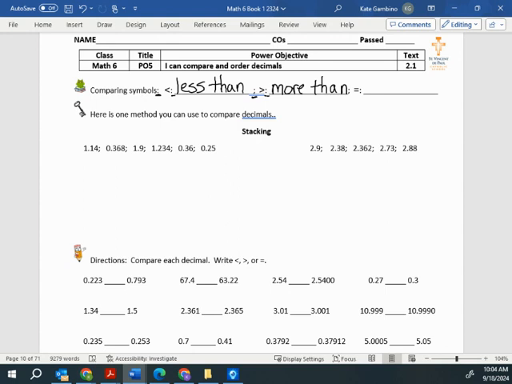This last symbol, I think we all should know. What is that symbol, Jack? Equal. Equal to.